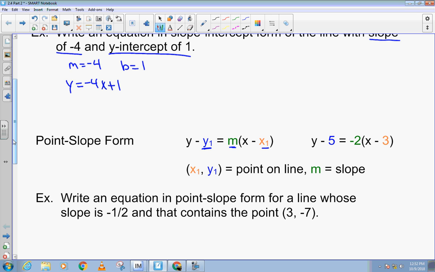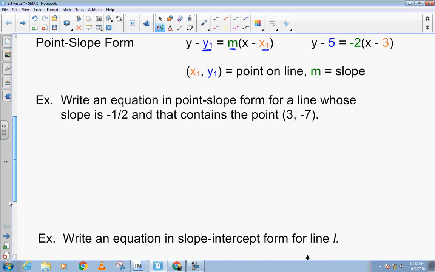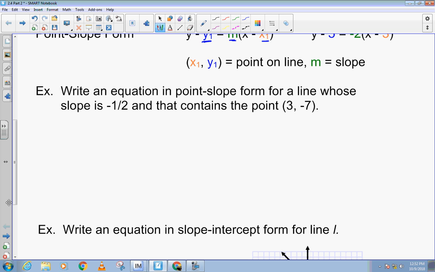Okay. All right. So we want to write an equation in point-slope form for a line whose slope is -1/2 and contains the point (3, -7). Okay. So that means that my m is -1/2, and then my x1, y1 is (3, -7). So I'm going to plug it into this formula, okay? And so I'm going to do y minus a -7, which becomes what? Y plus 7 equals my slope, -1/2, times x minus my x1, which is 3.